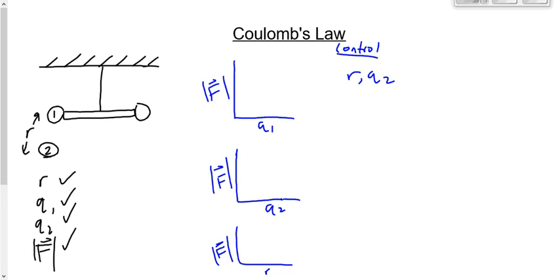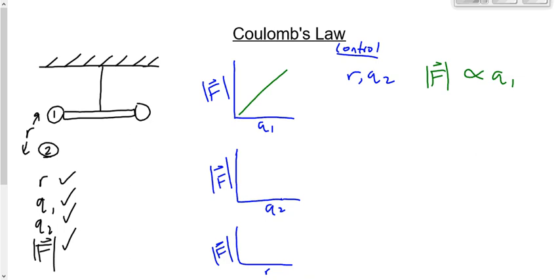When he does this experiment, he finds that he gets a graph that looks like this. That's a linear relationship. That means as Q1 goes up, F goes up. If Q doubles, F doubles. If Q goes down by a factor of 4, F goes down by a factor of 4. We say they're linearly related, or they're directly proportional. That's the symbol for directly proportional. As one goes up, the other one goes up proportionally.